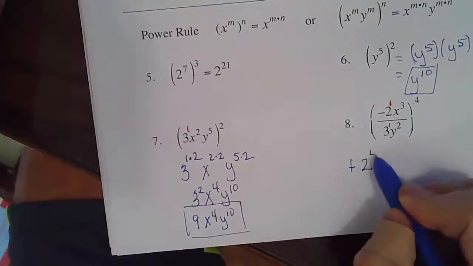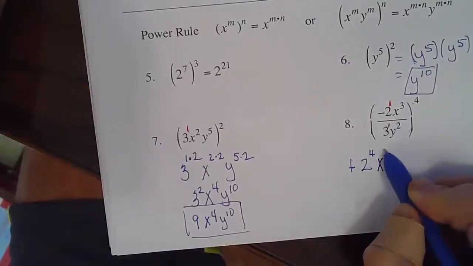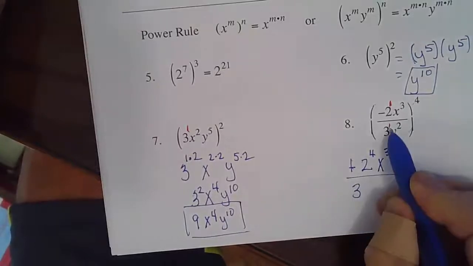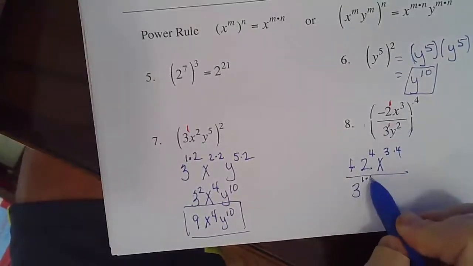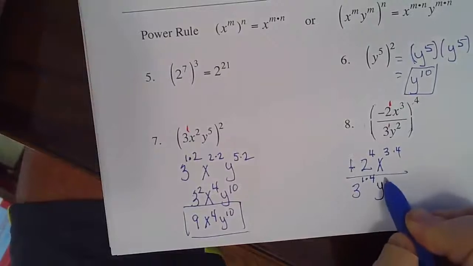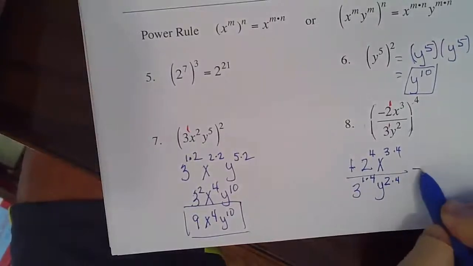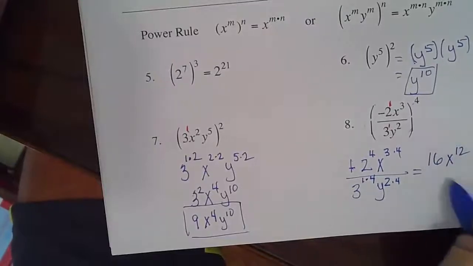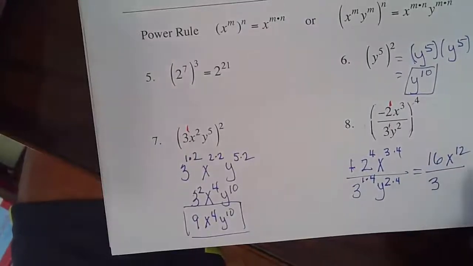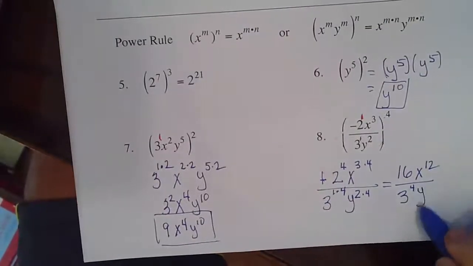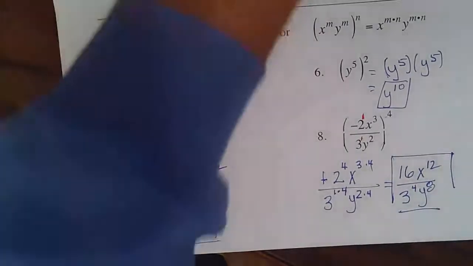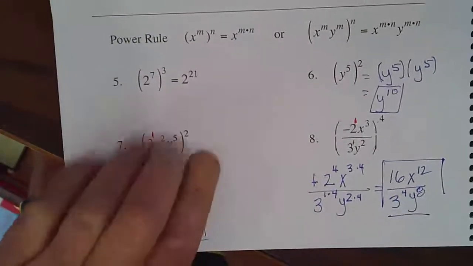2 to the 4th power and x to the 3 times 4, which is 12. Over here, 3 to the 1 times 4, and then y to the 2 times 4. Simplifying this, that's 16, x to the 12th all over 3 to the 4th. Okay, 3 to the 4th is really 81, so you could write 81 if you needed to. Just check the back of the book and see what they have. So 3 to the 4th down below, or 81 down below.